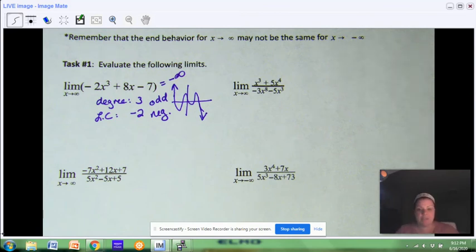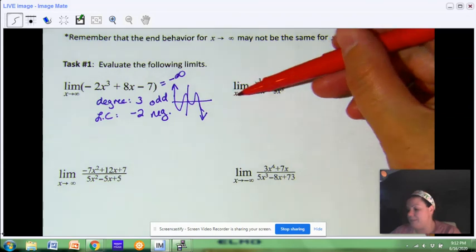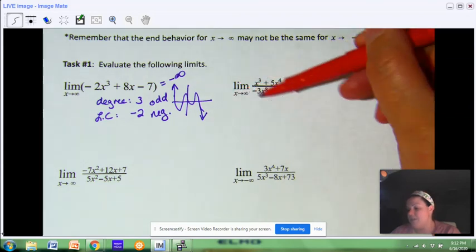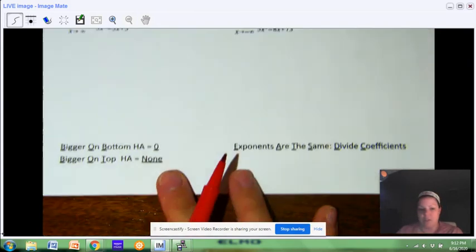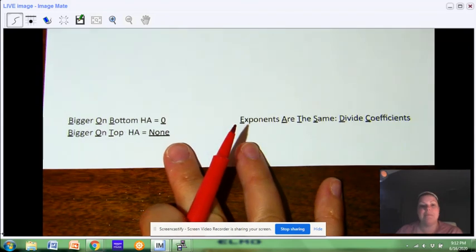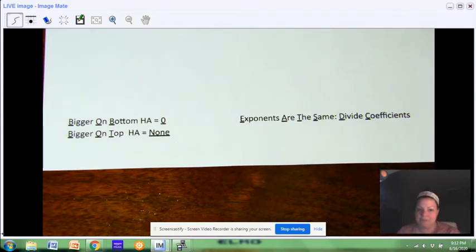For the next one, we have a rational function, and this is where we're going to go over that BOBO EATS DC kind of thing that's going on here. So we have the limit as x approaches infinity of this rational function. When it comes to rational functions and determining horizontal asymptotes, there is this mnemonic device that is out there that you may not have heard before, and it's BOBO EATS DC and BUT NONE.